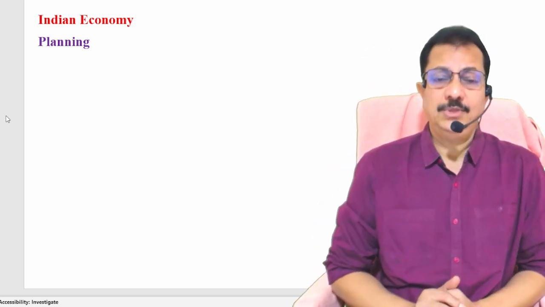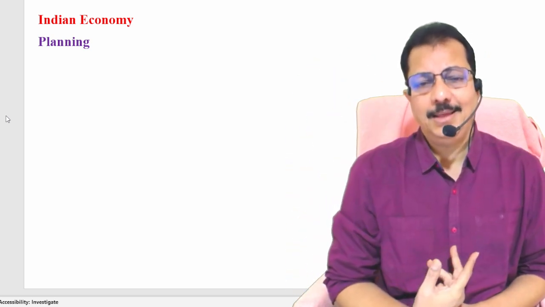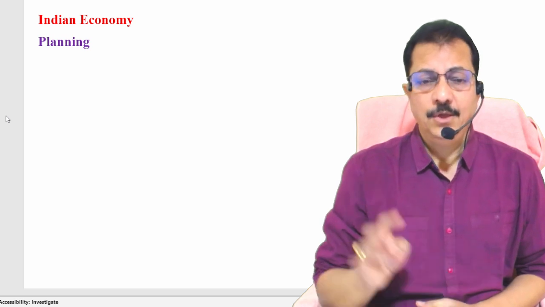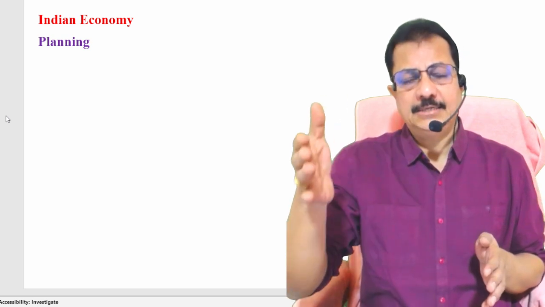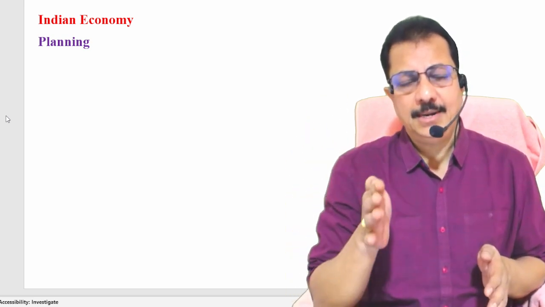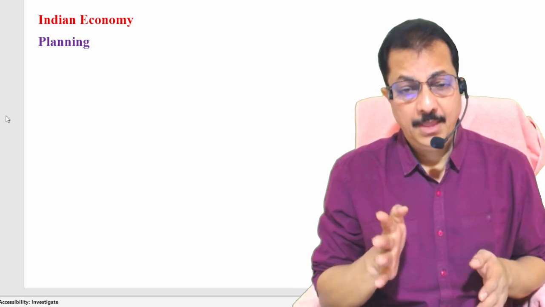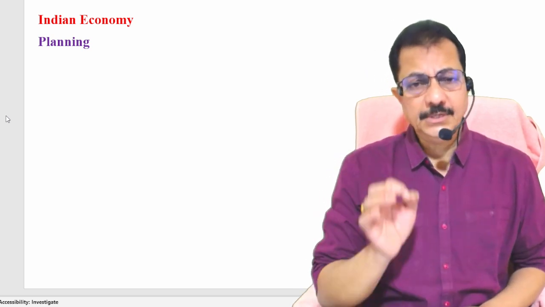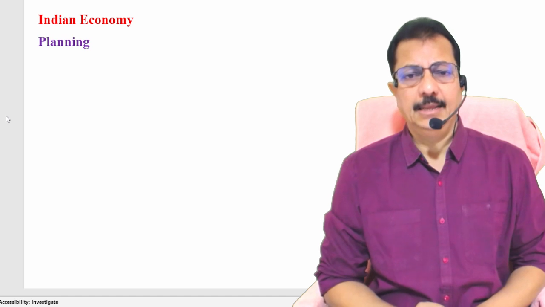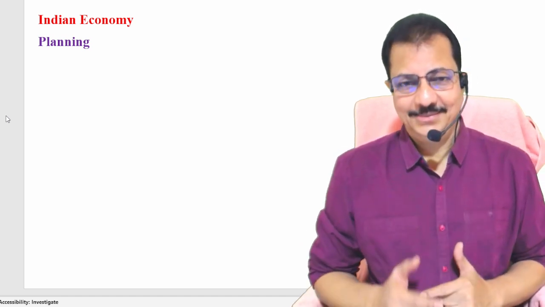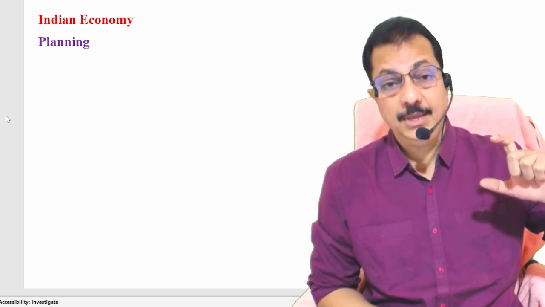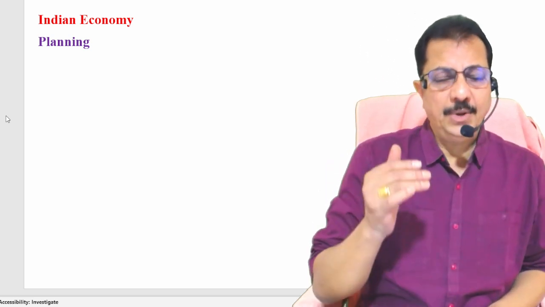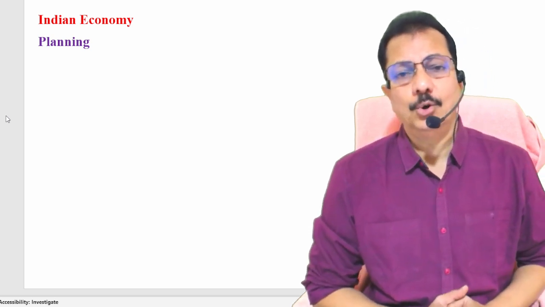Clear? So tomorrow there may be a question: which of the following five-year plans has been terminated earlier? Your answer should be the fifth five-year plan. Starting from 1974, instead of up to 1979, it was terminated in the year 1978 only. But what happened from 1978 to 1980? We had a rolling plan. Clear? 66 to 69 was the annual plan period, 3 annual plans. But 78 to 80, we came across the rolling plan.